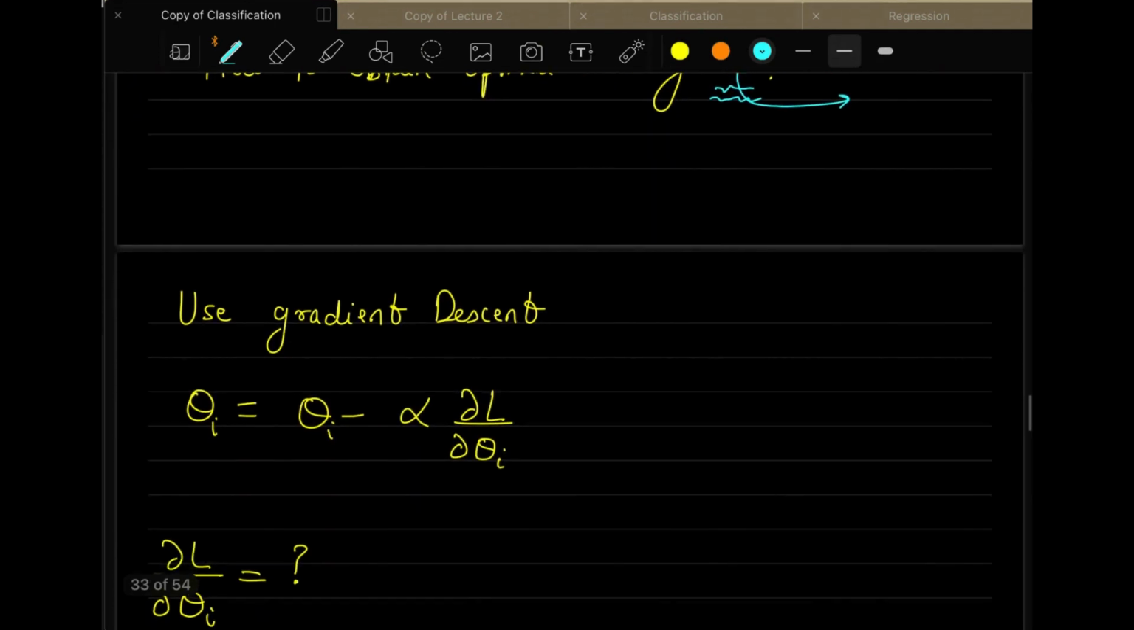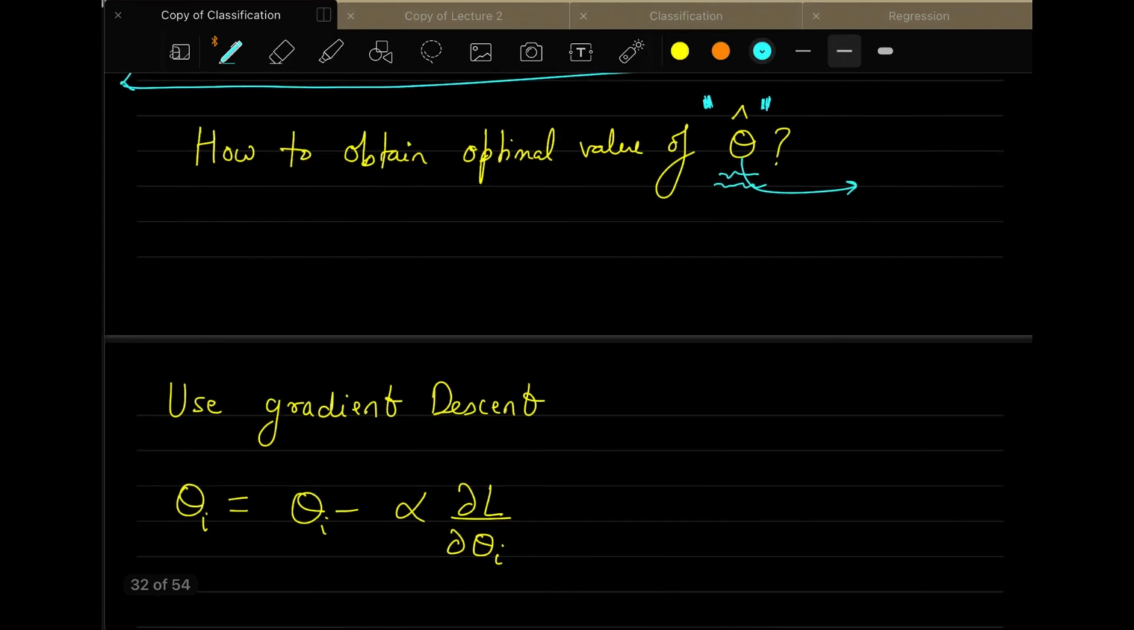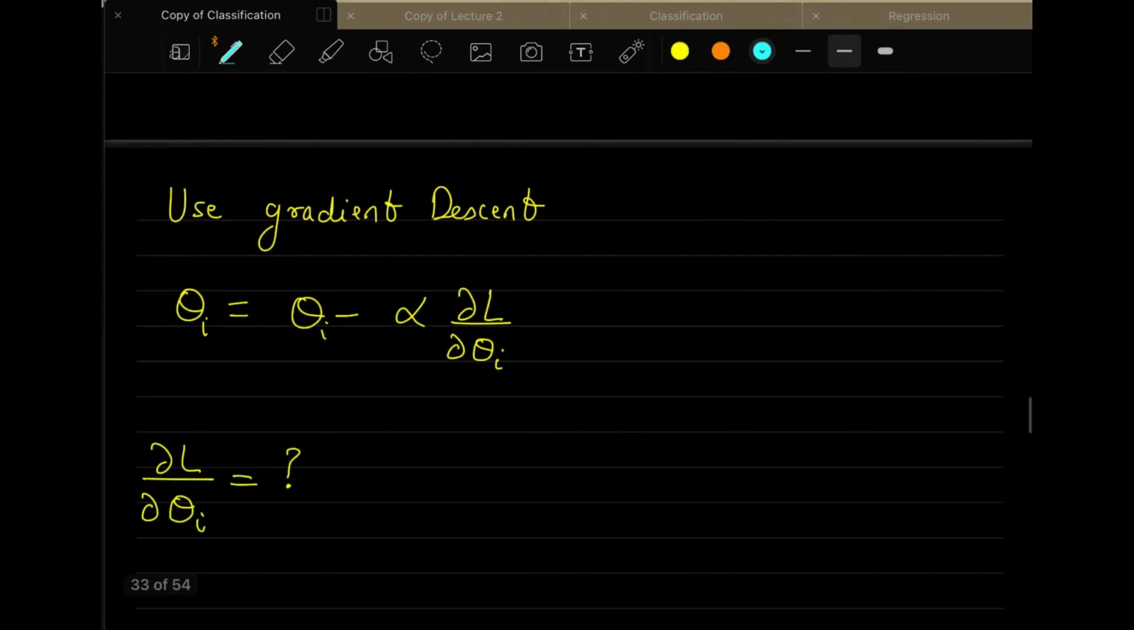So again, what you will do is, the theta hat that we are asking for to get the optimal value is obtained using gradient descent, as you already know. In this particular setting, the only unknown term that we have to calculate is the derivative of the loss with respect to theta i. This is the term that we want to look for. So let us calculate this term and see how we can derive it.